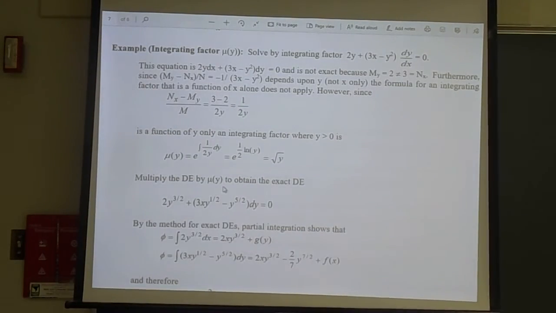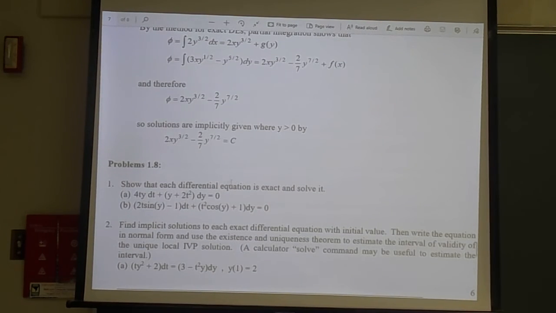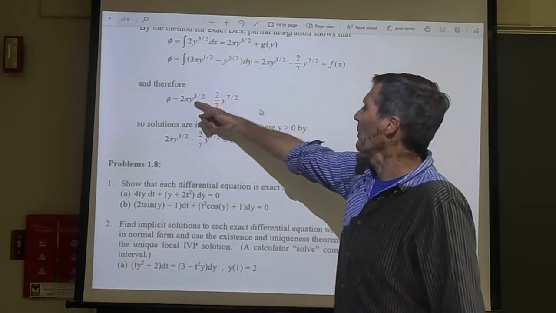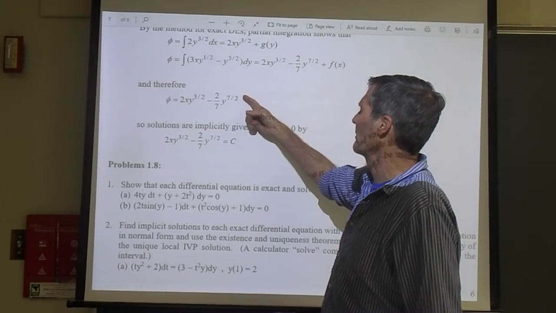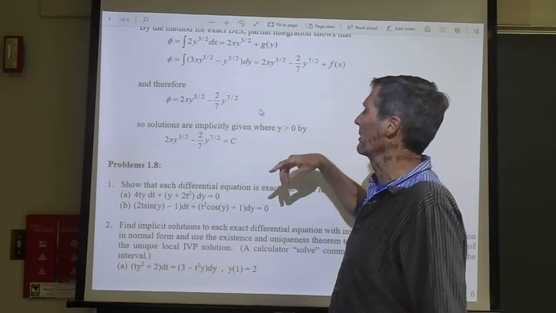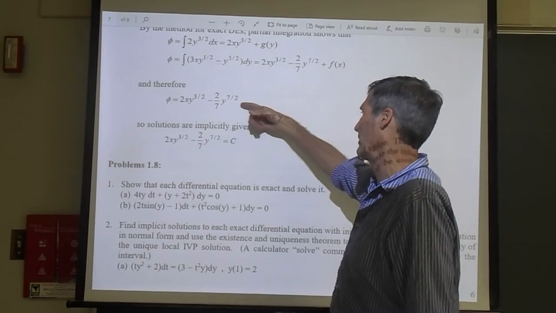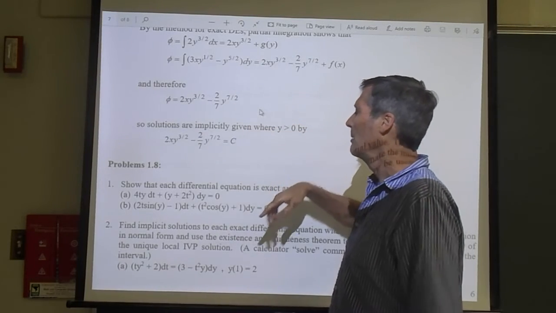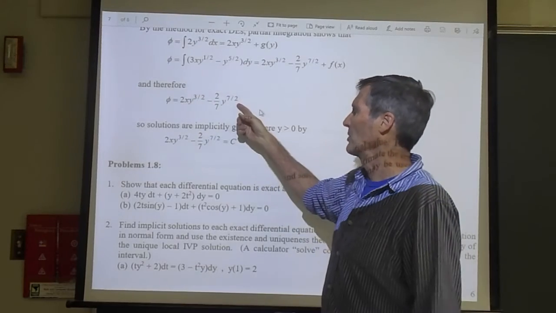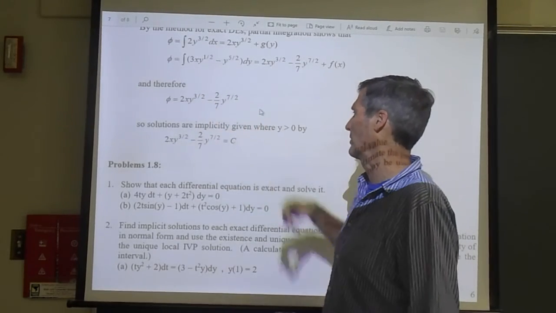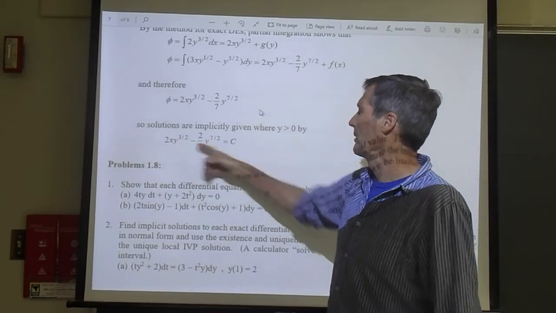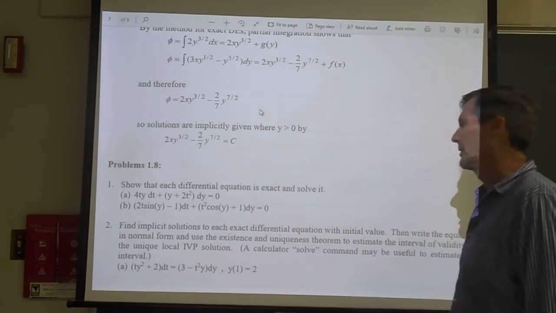And you get that the function phi that has the right partial derivatives for this equation we made exact is 2x y to the 3/2 minus 2/7 y to the 7/2. You can put any plus c on here, right, and it's still going to work. There's always an infinite number of these because of the plus c. But you don't need it. Here's one of them. And so all solutions are any one of these equals a constant. And here are the solutions implicitly given to this equation.